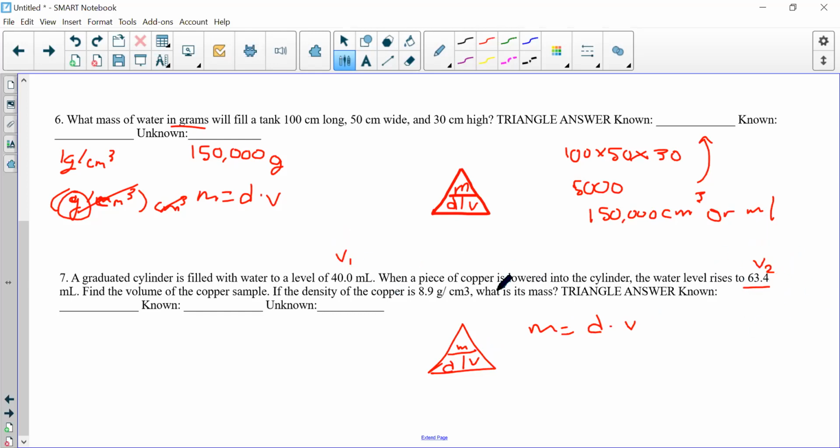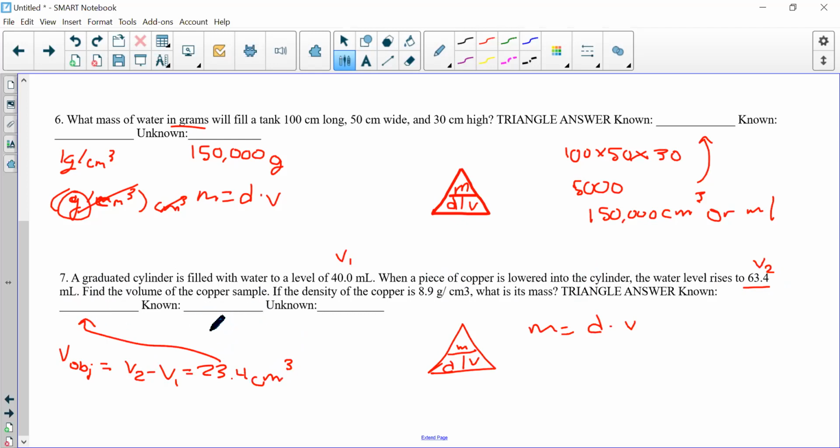And so this is displacement. And remember that the volume of the object that you drop in the water is equal to V2 minus V1. So you're going to have to subtract this 40 from 63.4. Hopefully you can do that in your head. If 60 is 20 more, and then you got 3.4, that means that the volume of our object is 23.4. And I'm going to go ahead and make it centimeters cubed so that my answers match centimeters cubed. So that's one of my knowns. So I'm going to write that right here.